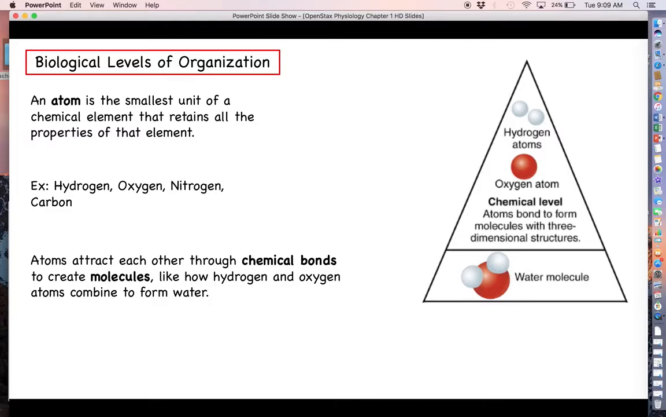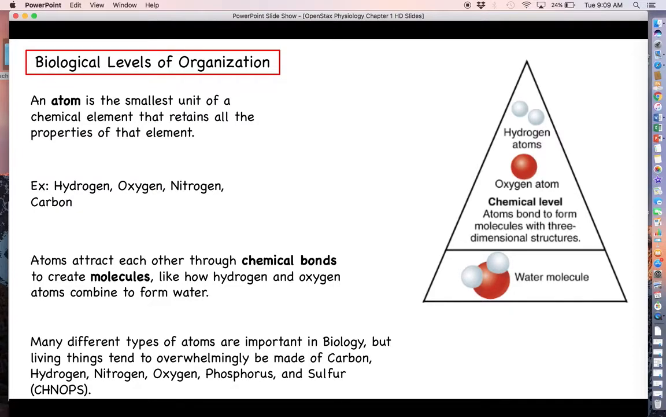The rules as to which atoms like to bond with which other atoms are a topic for another day. But in this diagram, you can see how two atoms of hydrogen can bond with one atom of oxygen to form a water molecule, which, as I'm sure you're already aware, and as we are definitely going to find out later on, is essential to human physiology.